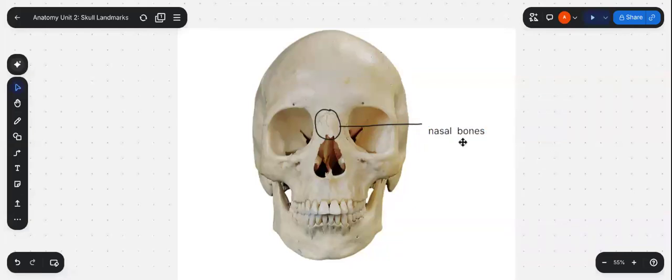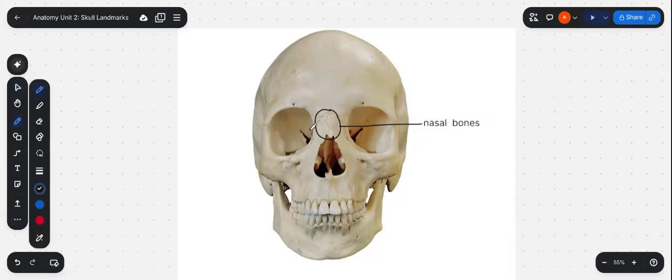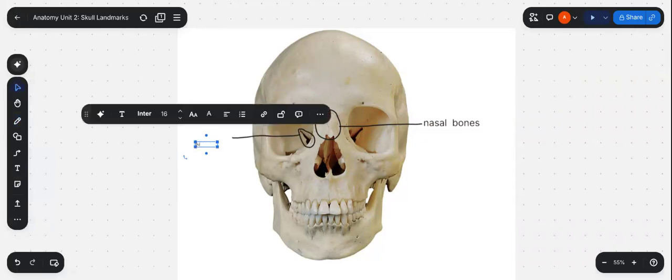Then within your eyes, you have two fissures. So you have your superior orbital fissure, which is this black crack over here. Whenever you see the word fissure, it often refers to a crack within the bone. So superior orbital fissure.